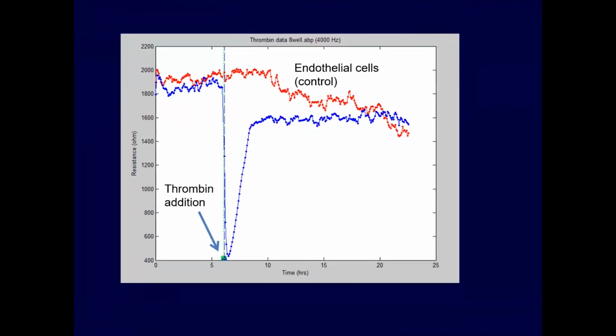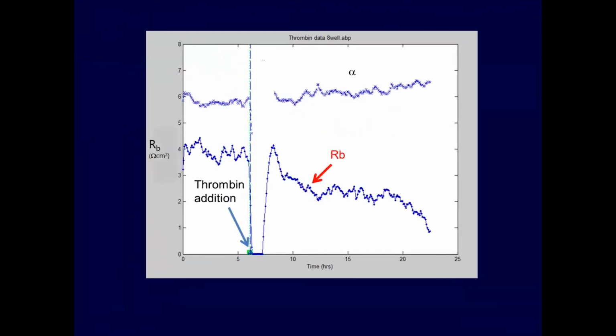Let's take these same data. Again, you would have them measured at different frequencies, and you'd simply call up the modeling software. And instead of time course changes in resistance, we look at time course changes in RB and alpha. Membrane capacitance tends not to generally change in most experiments, but RB and alpha can. And here we see thrombin addition clearly is dropping RB to 0 values, and then it returns.